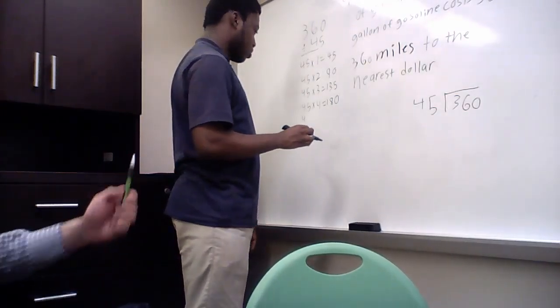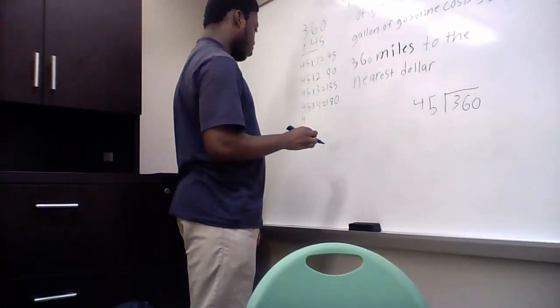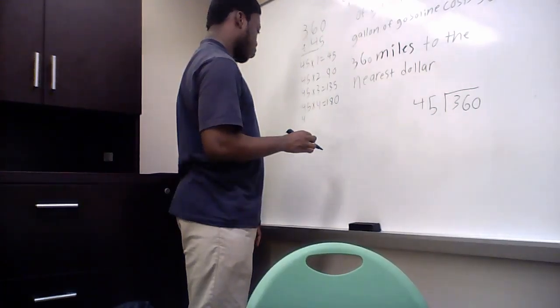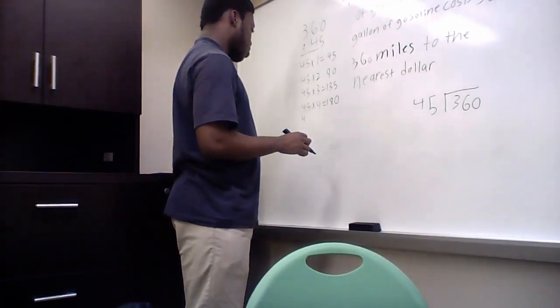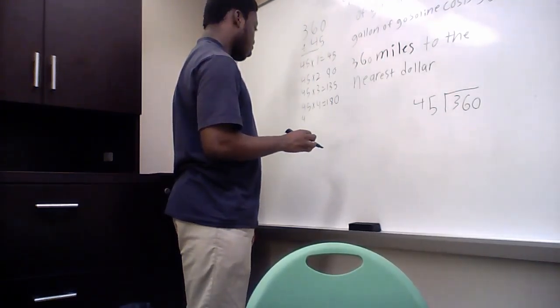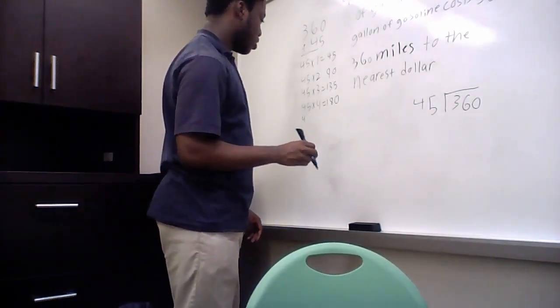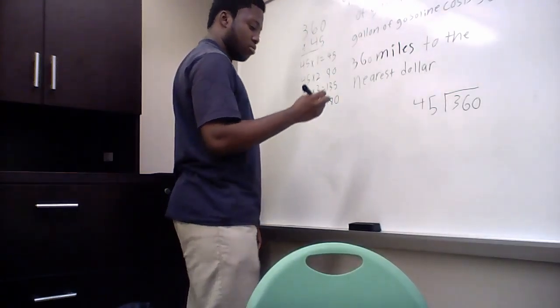There you go. So how many times did you have to multiply 45 to get 180? And so you got to multiply 45 by 8 times to get 360, correct? Alright, so that's your answer. 45 goes into 360 8 times.